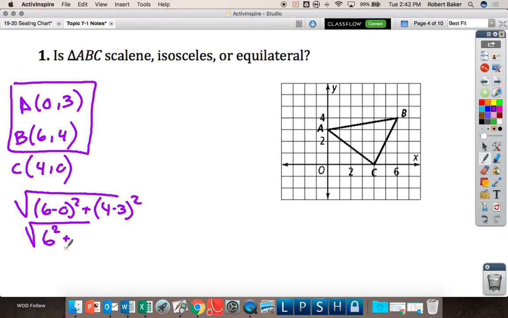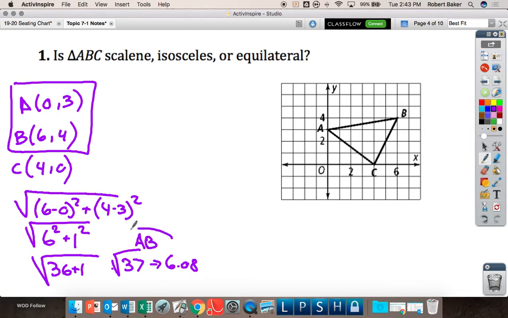4 minus 3? 1. 6 squared, 36 plus 1, which is 37. The square root of 37. And then you have to ask your calculator what that number is, and it is 6.08. So the length of AB is 6.08.